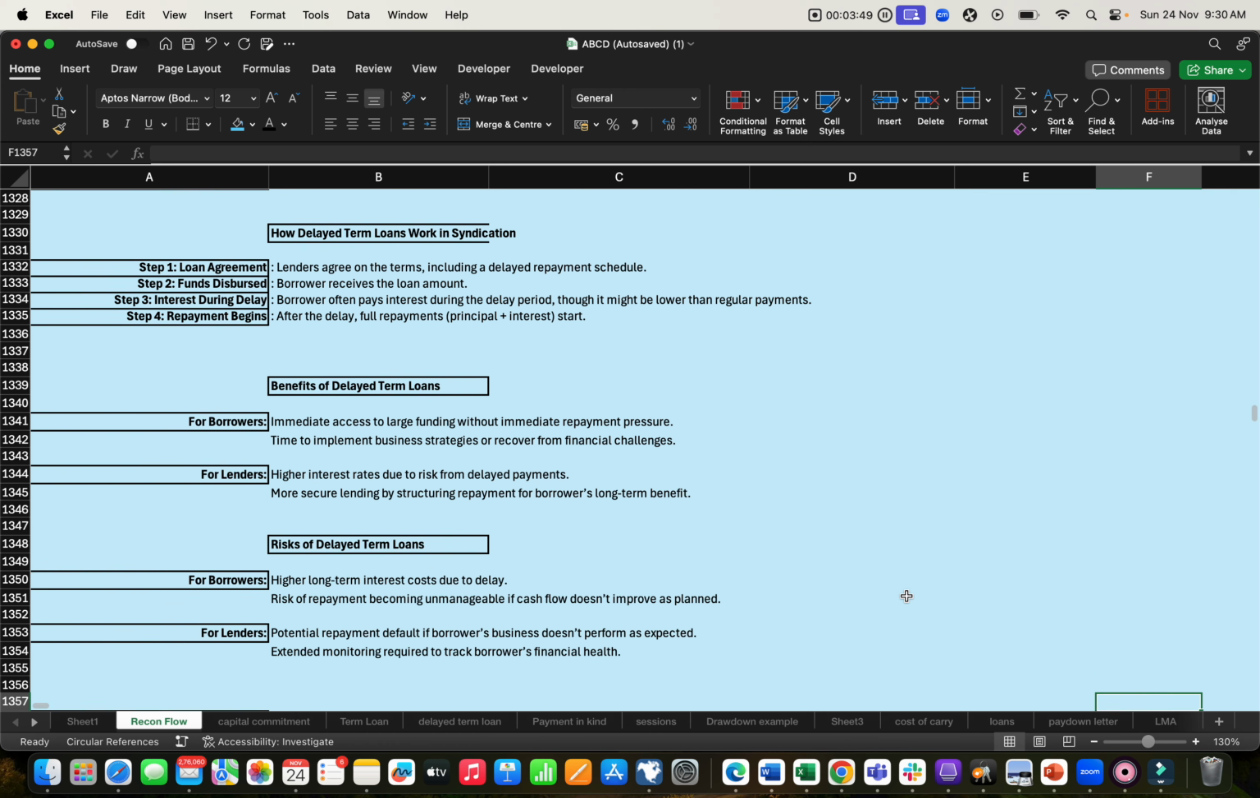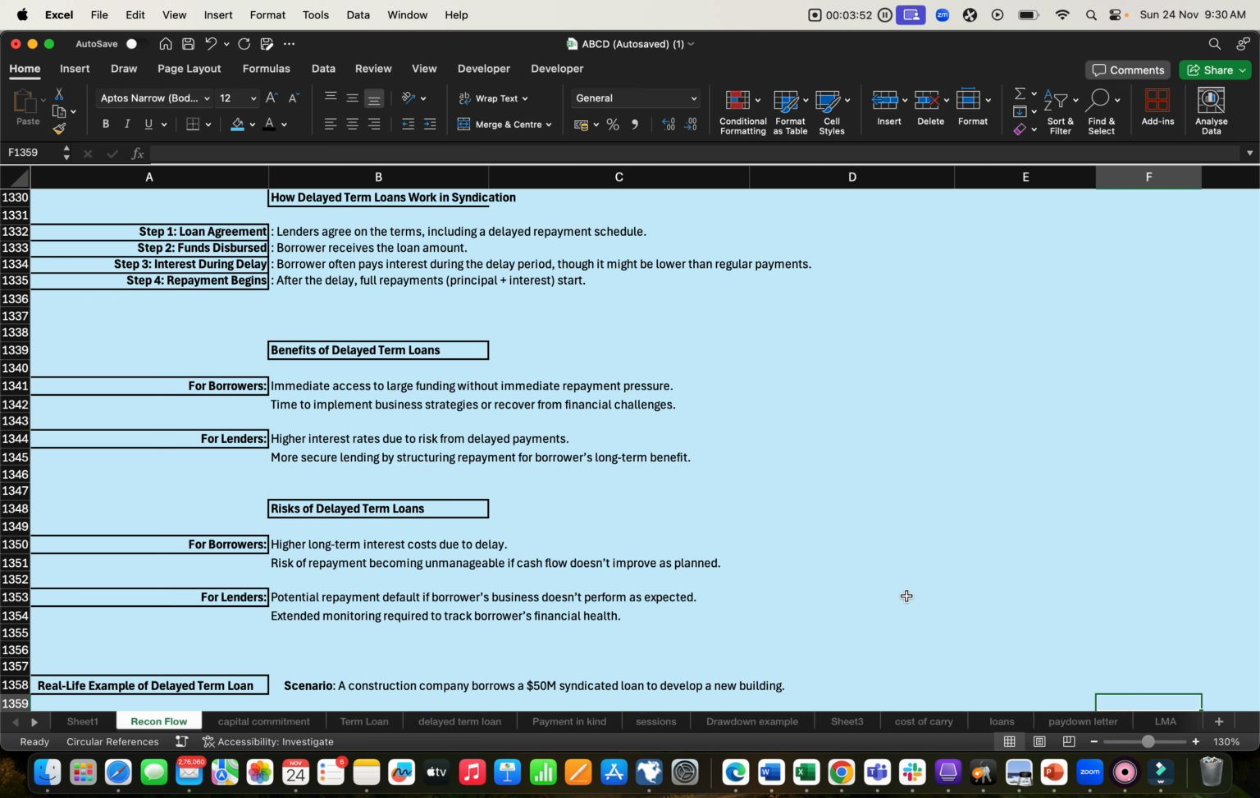So the benefit of the delay term loan for the borrower is immediate access to large funding without immediate repayment pressure. As we discussed in our definition part as well, he gets a large amount but without starting repayment, meaning he gets time for a certain period as per the loan agreement before repayment of principal and his interest starts. So he gets a benefit from that. Time to implement business strategy and recover from the financial challenge. So he also gets time to manage his business strategy as well as the financial challenge.